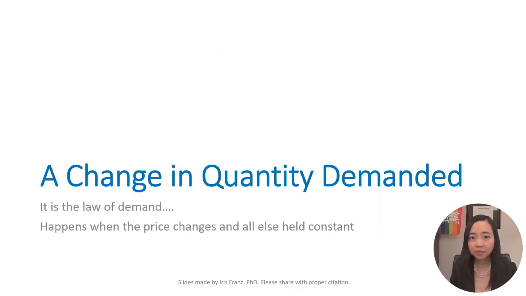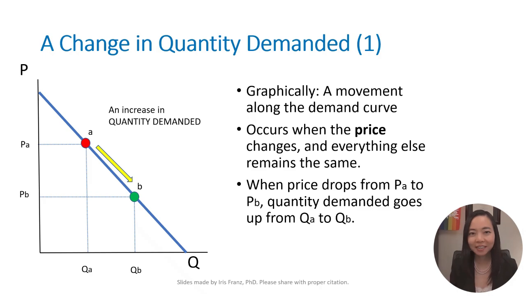A change in quantity demanded refers to a movement along the same demand curve caused by a change in the good's price. The demand curve itself doesn't shift, only the quantity changes. Here is an example of an increase in quantity demanded. This occurs when the price drops.